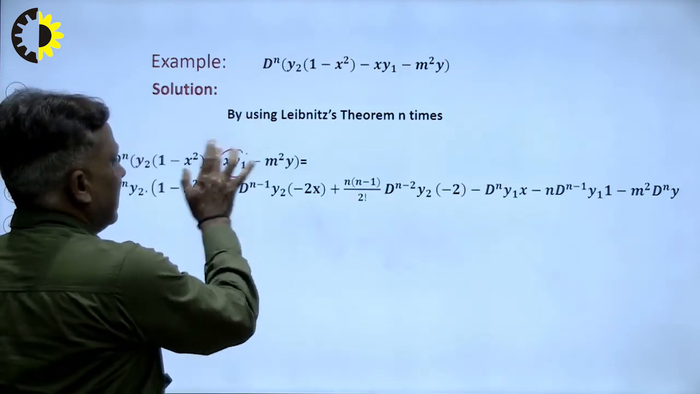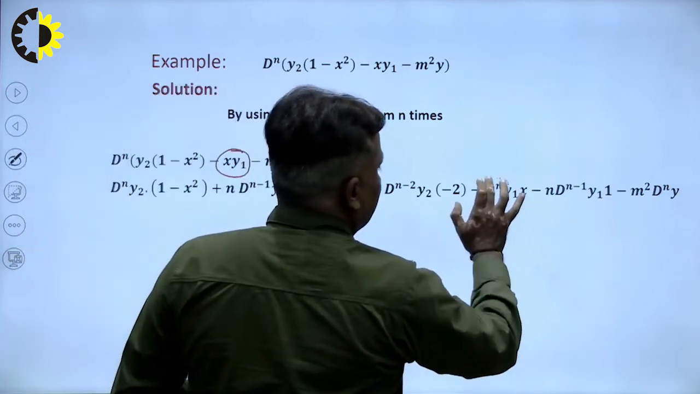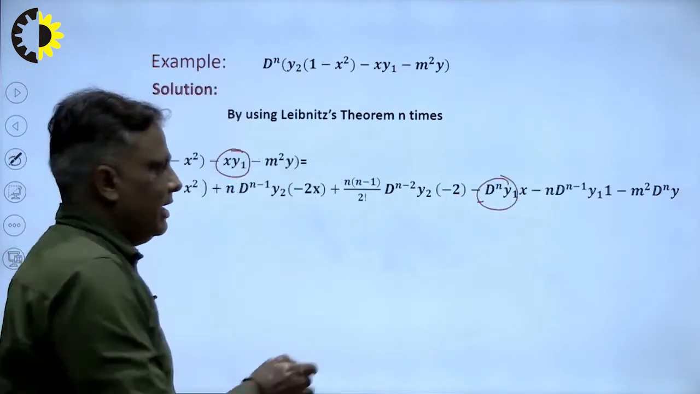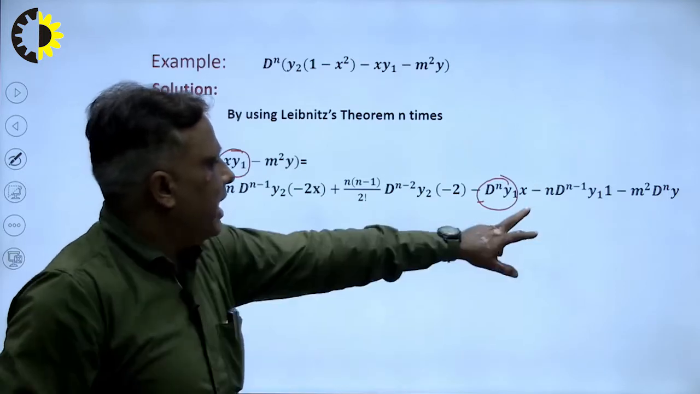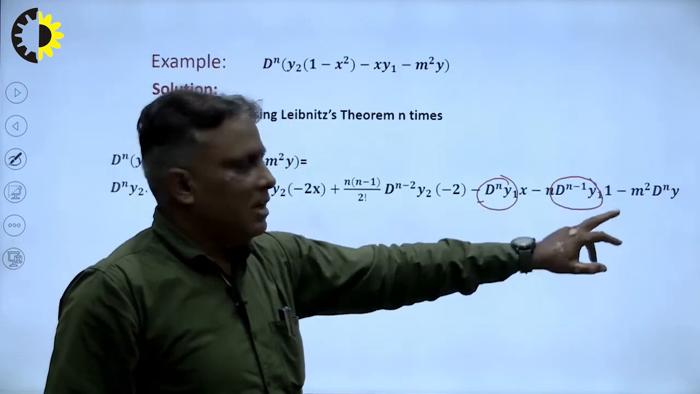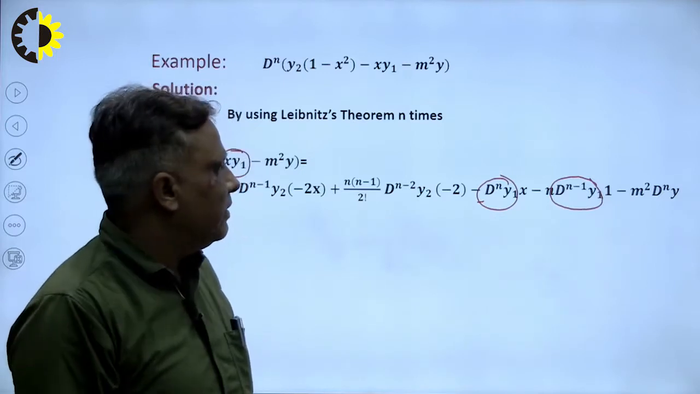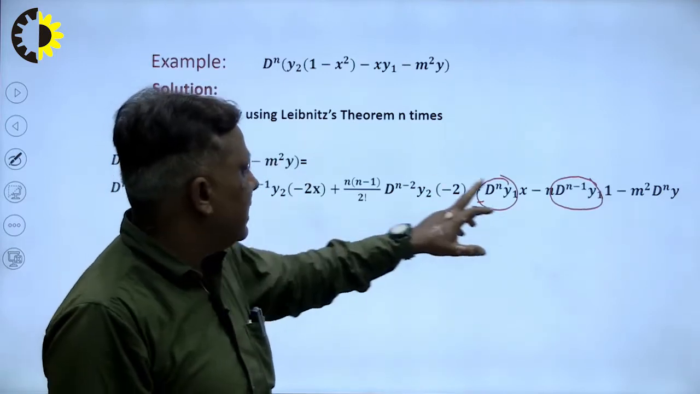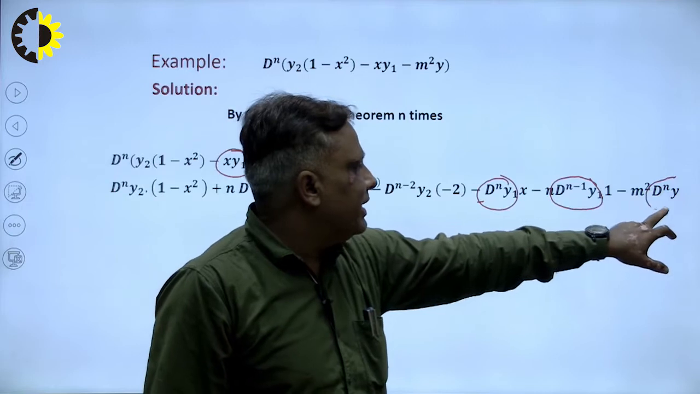How to apply, right? I apply here the nth derivative of y1, x as it is, right, the (n minus 1)th derivative of y1, and the differentiation of x is 1, and m square is the constant and the derivative of y is yn, right?